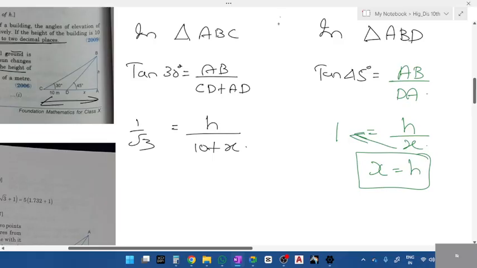Will you all try this for homework, students? Will you all complete it? Take this value of h and substitute. Cross multiply, you'll get the value of h. Simple question. If you want, make a note or take a screenshot. Be quick. We'll start the 10th one.